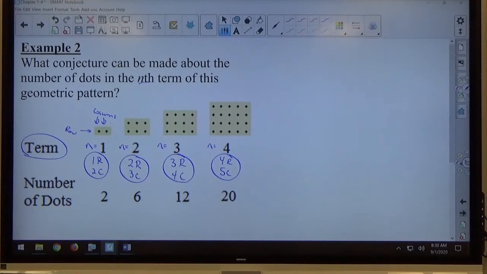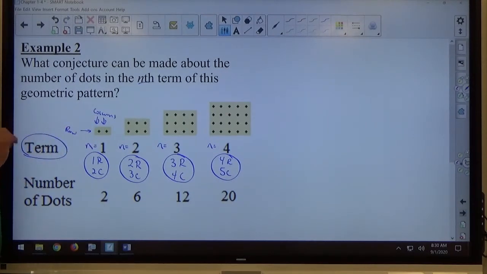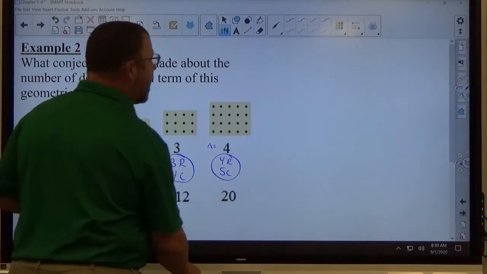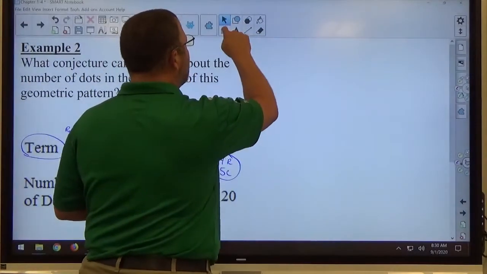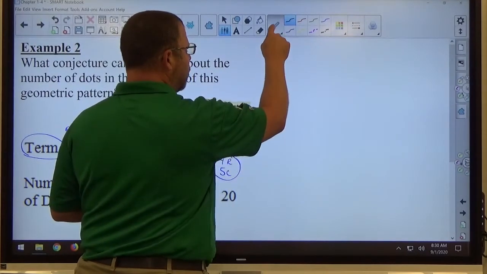We can count the dots, 1, 2, 1, 2, 3, 4, 5, 6, and so on. But again, the dots are being created by how many rows and how many columns there are, right? Now, if we consider then, how do the number of rows and columns relate to the term we're on?